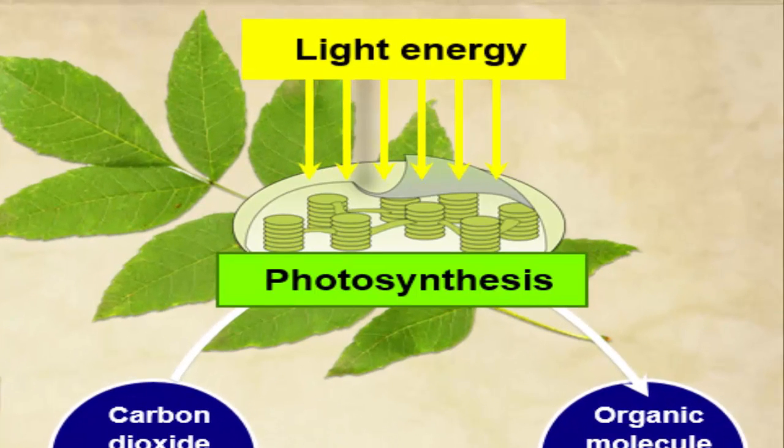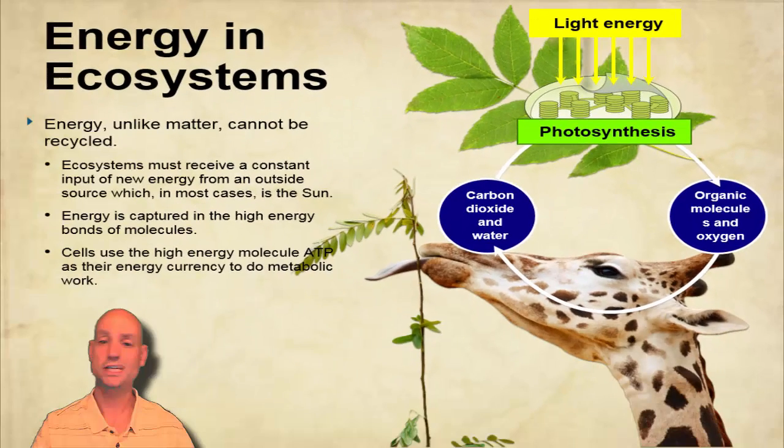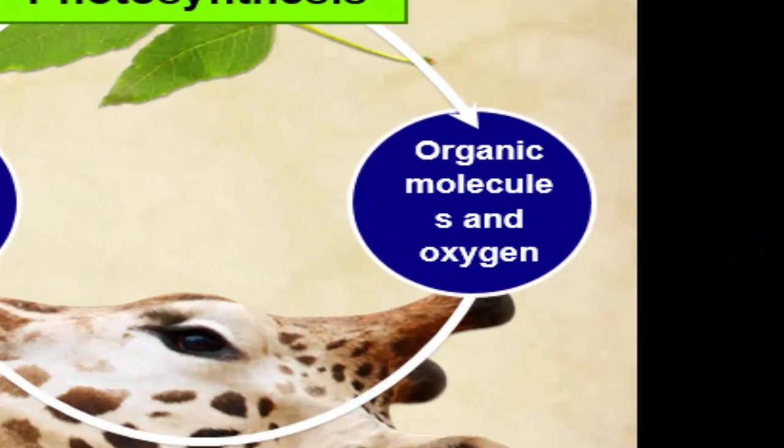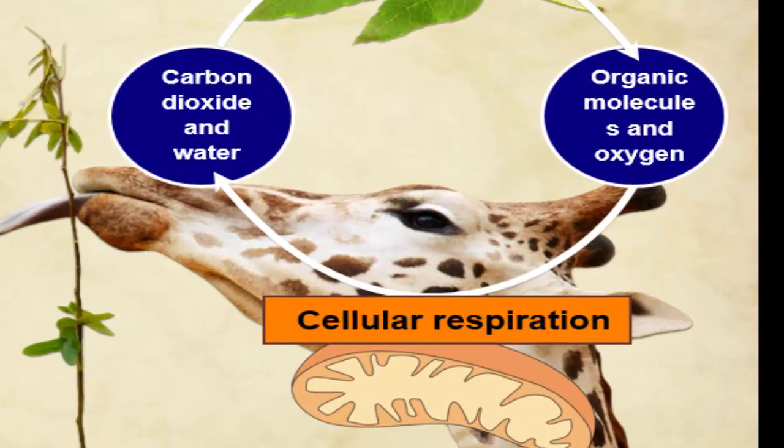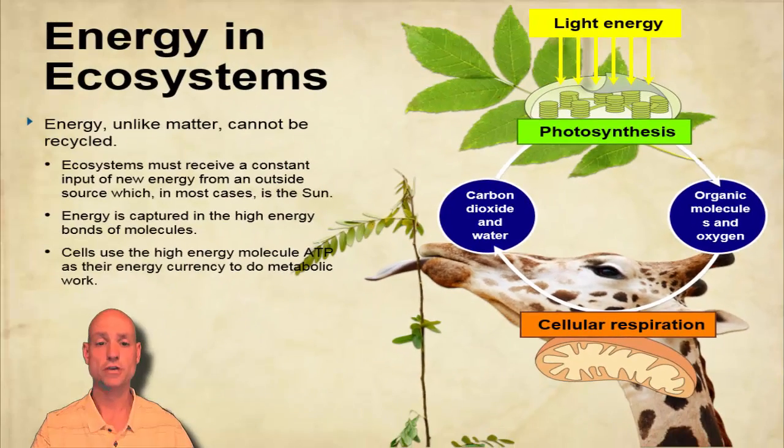So here we go, right from the beginning. We got light that will power photosynthesis. The energy is used to power photosynthesis, which is going to take inorganic molecules and convert them into organic molecules. It also produces oxygen. And then when we want to break down those organic molecules into carbon dioxide and water, that process is cellular respiration. One of the major reasons we do cellular respiration is to generate ATP.